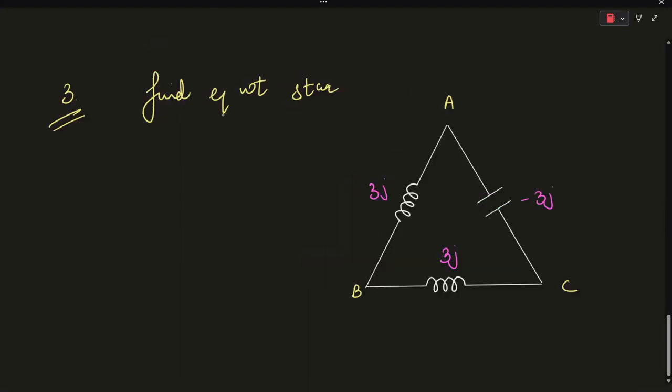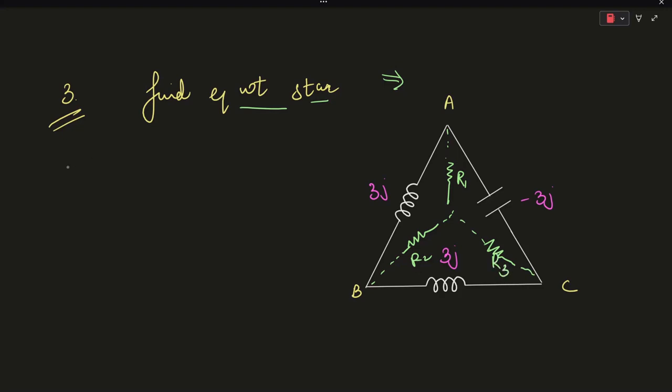Let's solve our third problem. We need to find the equivalent star in this particular network. Let's say this is the R1 resistor, this will be R2, and this is your R3.